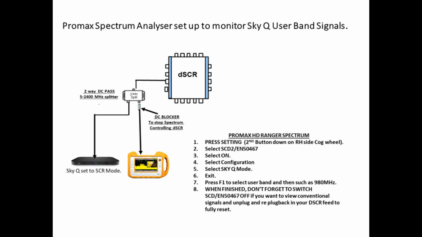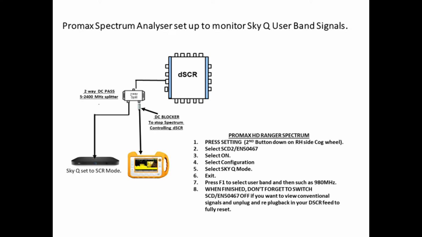Once you go into that, select SCD2/EN50467, which is the standard for Sky Q. Once you've gone on a little bit further in that menu, make sure that EN50467 is switched on, select configuration, and then select Sky Q mode. And that will set up your spectrum analyzer to look at Sky UK user bands.